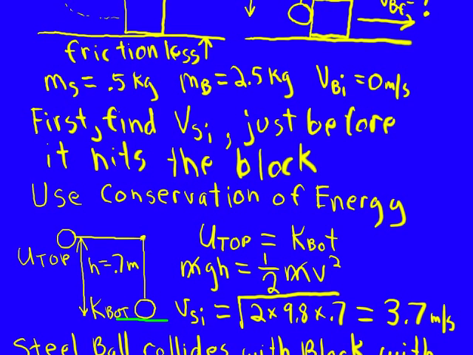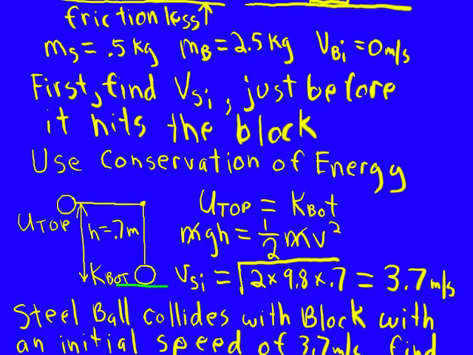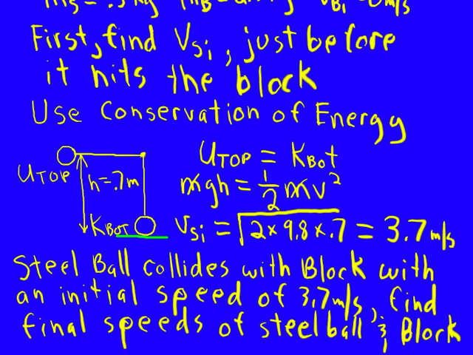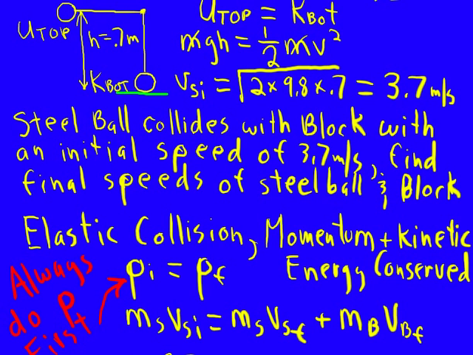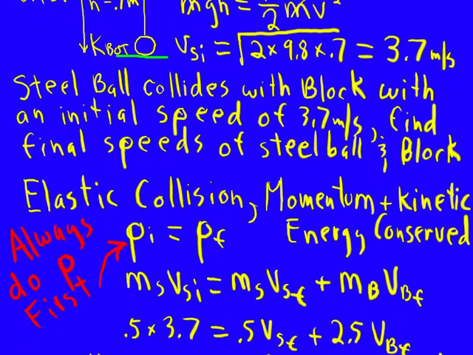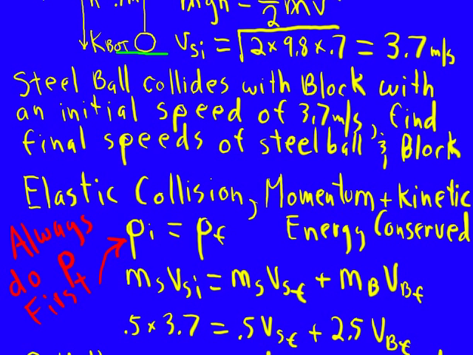Now that we know that, we're ready to apply conservation of momentum and conservation of kinetic energy to this problem. So the steel ball collides with the block with an initial speed of 3.7. Find the final speeds immediately after the collision. In an elastic collision, momentum and kinetic energy are conserved, but always do momentum first. Momentum is always conserved, so if this was not an elastic collision, this equation would still apply.